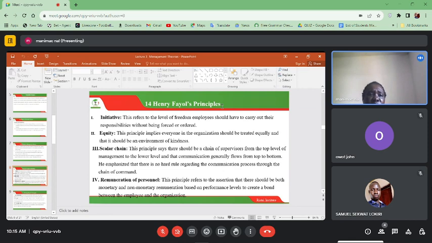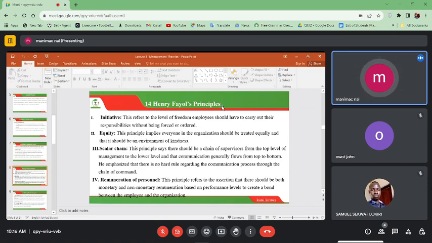The second principle is equity. Equity is a principle that implies that everyone in the organization should be treated equally, and that should be in an environment of kindness. We shouldn't have issues on account of race, gender, ethnicity, socioeconomic status, and etc. In a working environment or in the organization, employees should be treated the same.